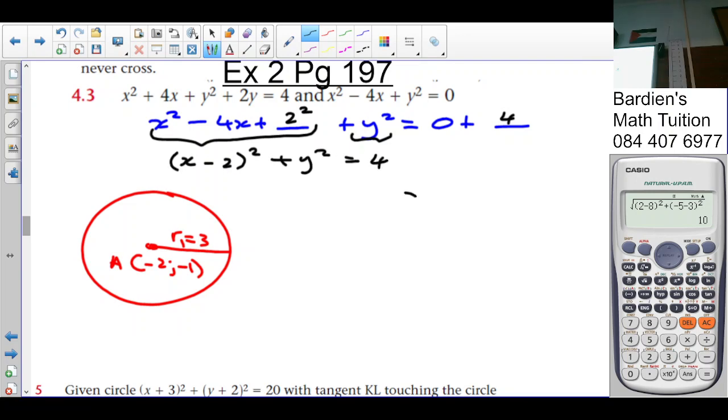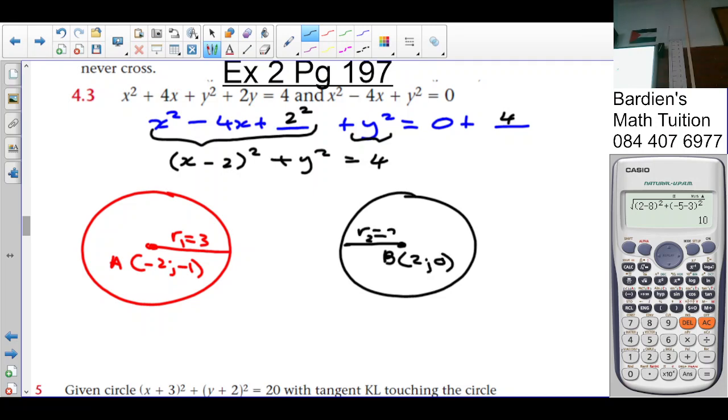So what is the center of the second circle? 2 and 0. What's the radius of the circle? 2. So if the radius 1 plus the radius 2 is equal to the distance AB, it touches at 1 point. Okay? If the sum of the radii is greater than the distance between the two centers, then they cut twice, they intersect each other. That's all.